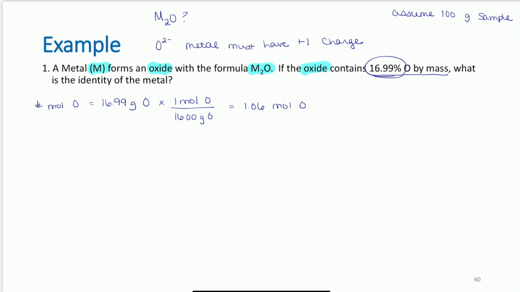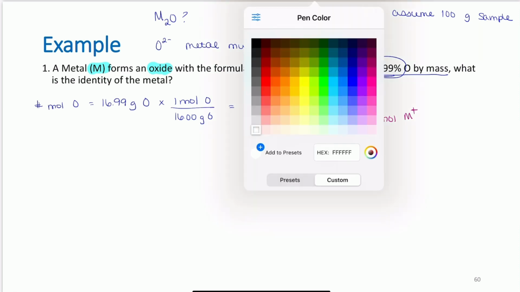How does that help me? Well, by the law of multiple proportions, I know that because I have 1.06 moles of oxygen, I must have 2.12 moles of my metal species, M+, because remember it's going to be a +1 charge. Cool, so I know the moles of each one, but that still doesn't tell me the identity of the metal, right? But I assumed I have 100 grams of sample. So how does that help me?